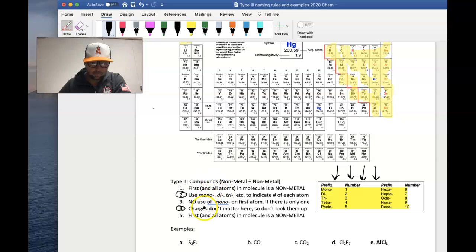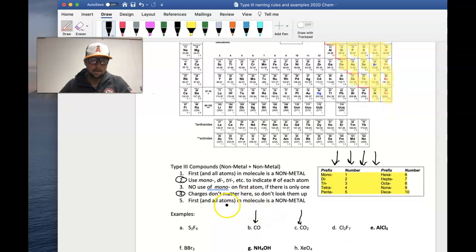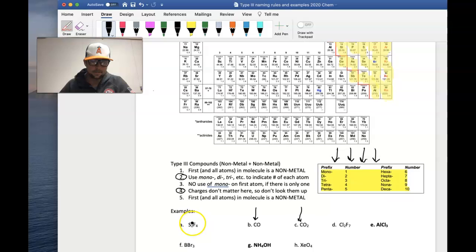And one exception to that would be in compounds like this. You don't use mono if the first atom is just 1. That one you'll just call it the name of the atom. Okay. So let's get started with a few examples.